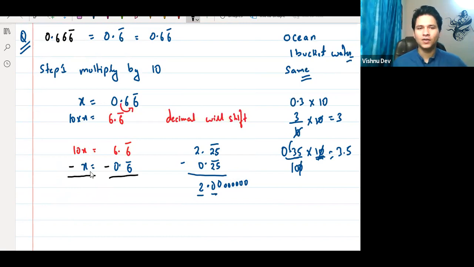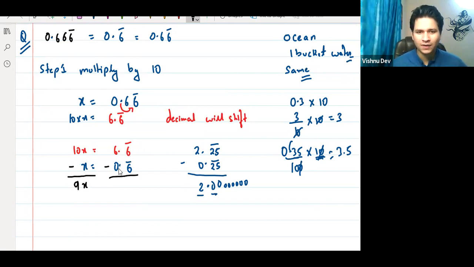So what is 10 apple minus 1 apple? What is 10 apple minus 1 apple? Tell me. 10 apple minus 1 apple is equal to how many apples? 9 apple. So 9x, very good. Easy. 10 apple minus 1 apple is 9 apple, right? So 10x minus x is 9x. Very good.